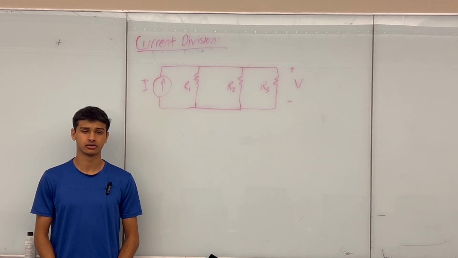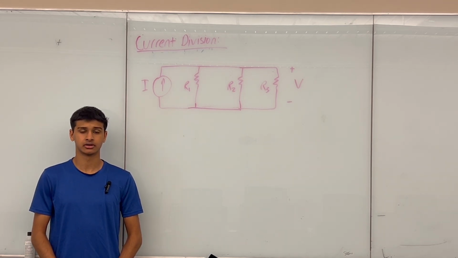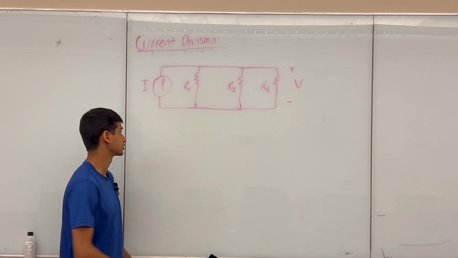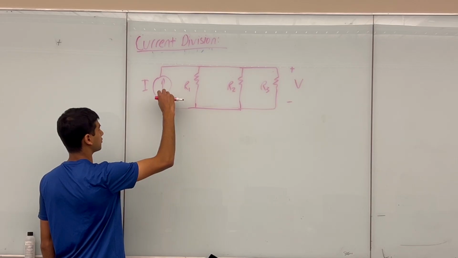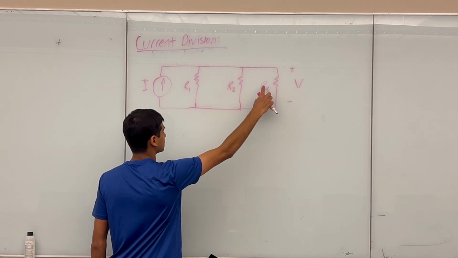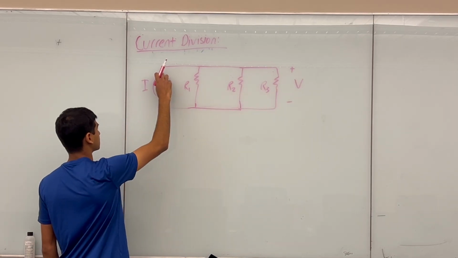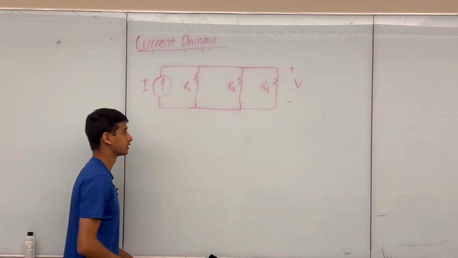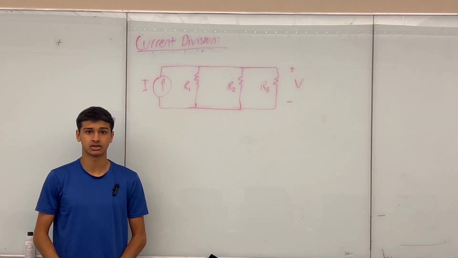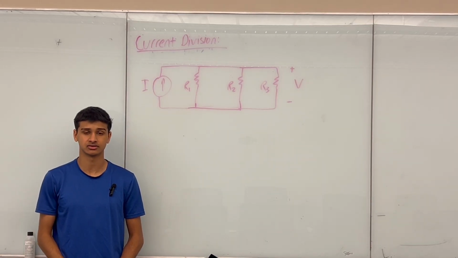In this video, I'm going to be going over current division. Current division is when you have one current source, such as the one I've listed here, that is supplying a bunch of elements that are in parallel. For example, this current here is splitting between three different resistors. And if you think about it intuitively, current is going to follow the path of least resistance.